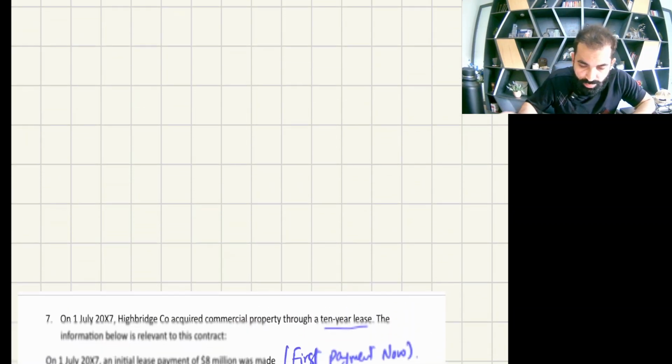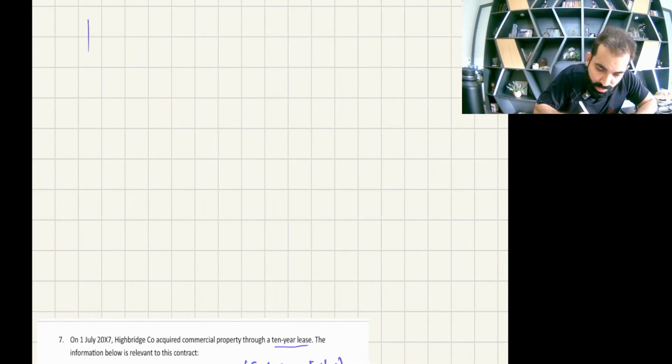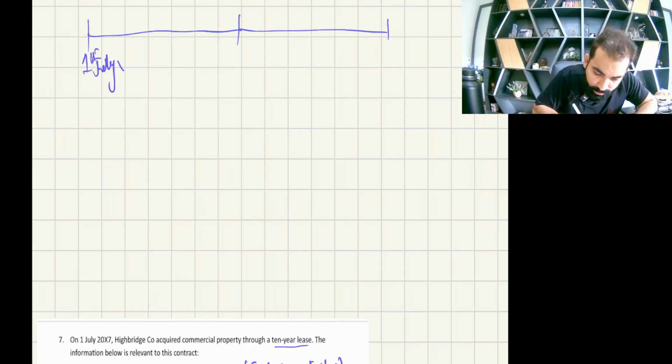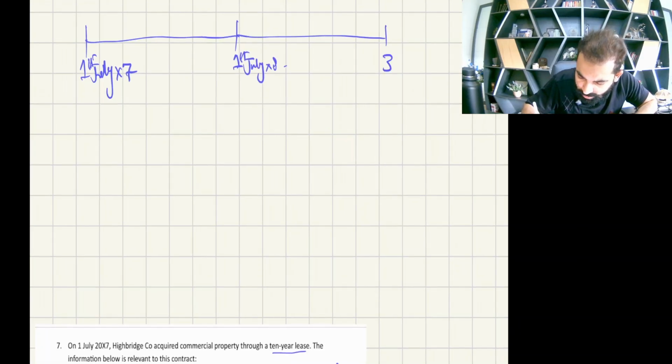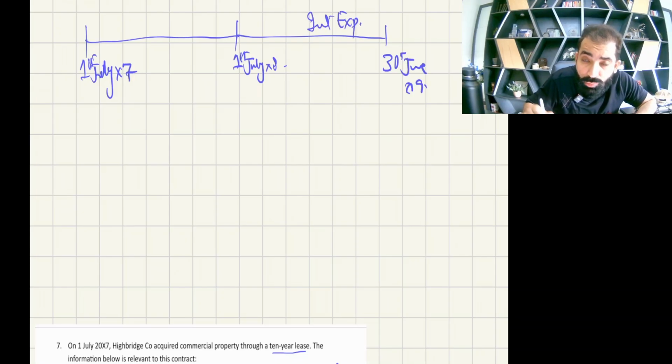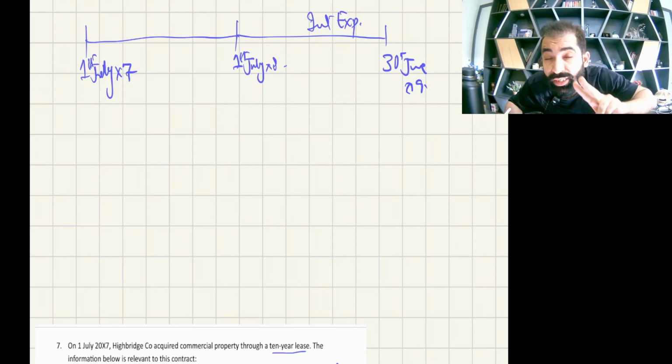Listen. First of all, this is your accounting period first and this is second. This is 1st July X7, 1st July X8, and this is 30th June X9. So they want the interest expense of second year, not first year.